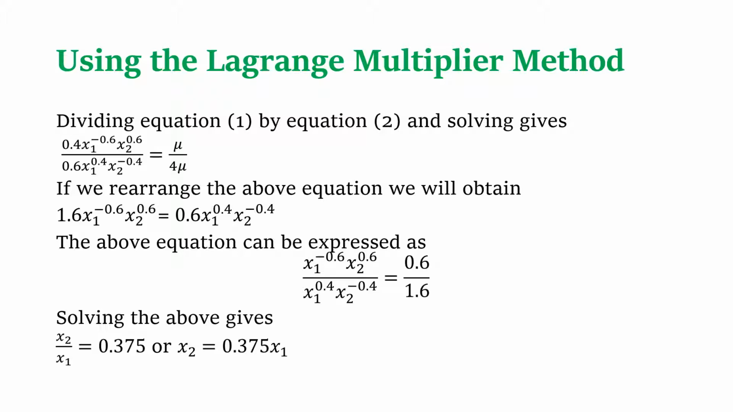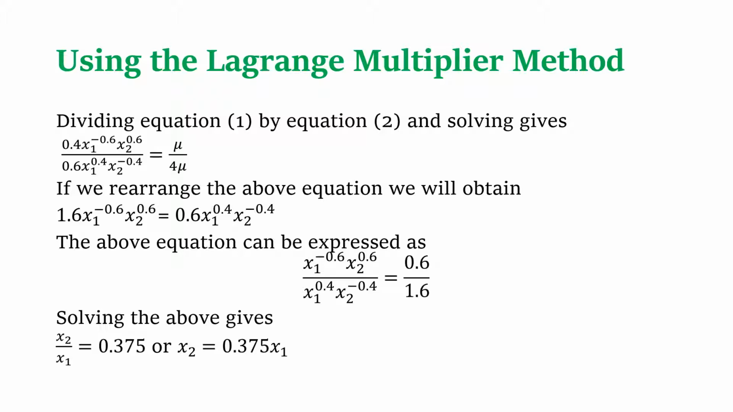So remember, mu by mu cancel. And then if we rearrange this equation, we're going to have 1.6 x1 to the minus 0.6, x2 to the 0.6 equals 0.6 x1 to the 0.4, x2 to the minus 0.4. The above equation can be expressed as x1 to the minus 0.6, x2 to the 0.6 over x1 to the 0.4, x2 to the minus 0.4, and this equals 0.6 over 1.6. Now remember, 0.6 divided by 1.6 is just 0.375, right?